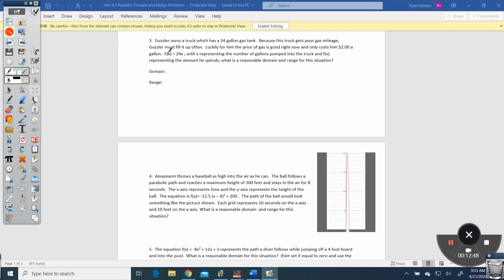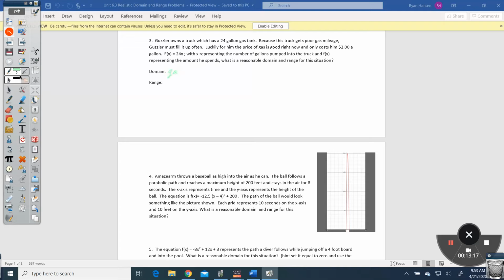We have this function f of x equals 24 of x, which means there's 24 gallons in here, a 24-gallon gas tank, and x is the number of gallons pumped into the truck. And f of x is going to represent the amount he spends. What is a reasonable domain and range for this situation? So the domain, remember domain is x, it's the input. So what are we putting in? Well, that's the number of gallons of gas.